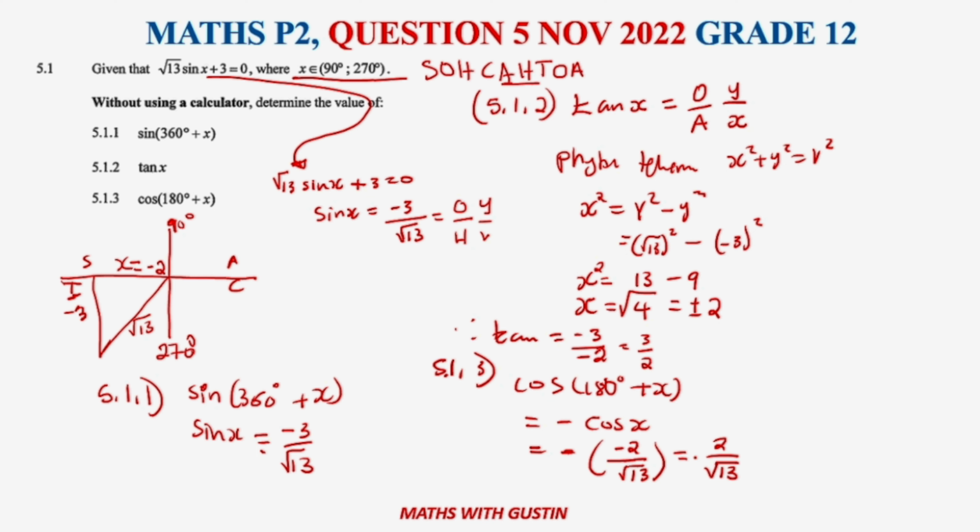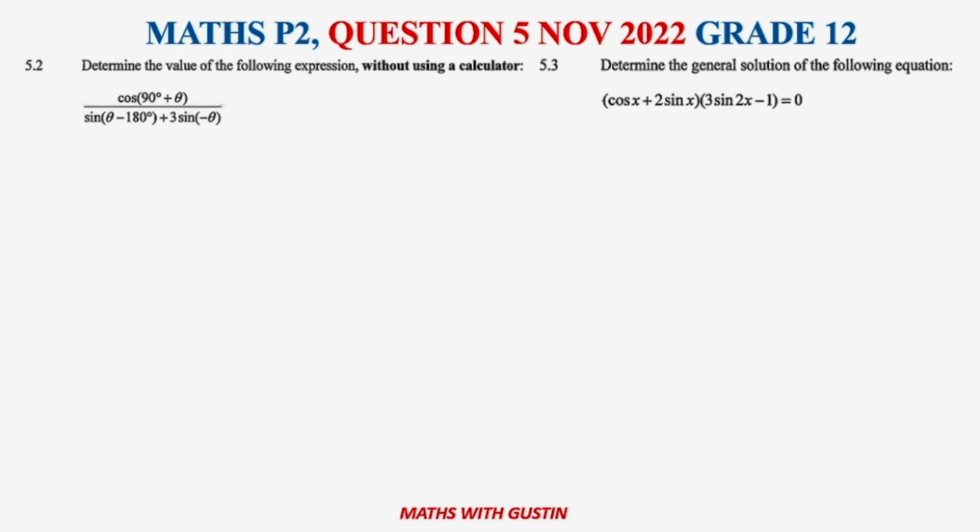Okay, all right, great stuff, guys. That's how you deal with a question like this one without the use of a calculator. Let's move right along to question 5.2. All right, 5.2 says determine the value of the following expression without using the calculator. So this is the reduction angles as well. Let's come here and have a look at this one.